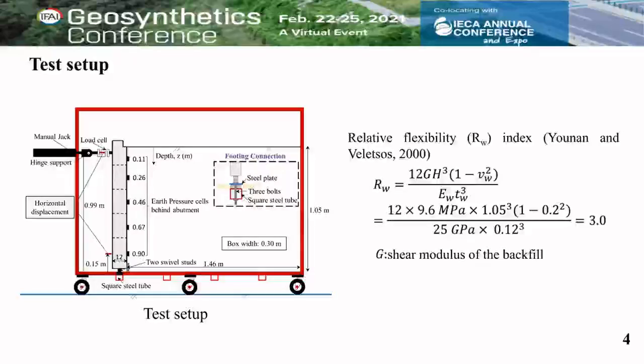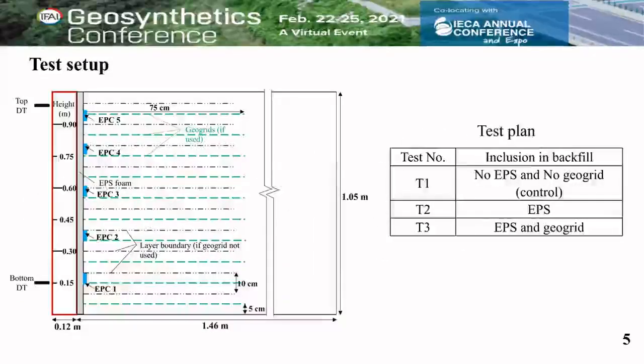This equation is used to calculate the flexibility of the retaining wall. The value of 3.0 means that the retaining wall is pretty rigid compared with the backfill material. For this study, in total, 3 tests were conducted.